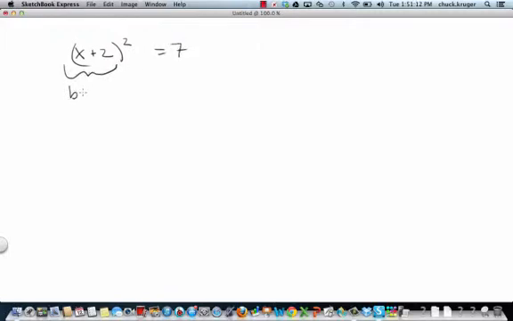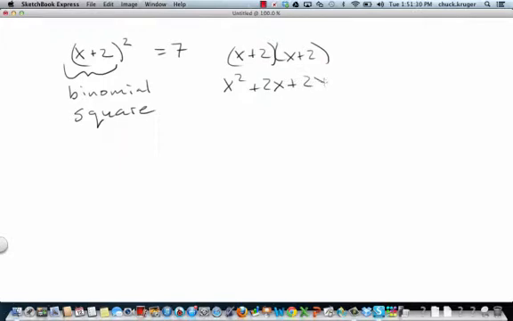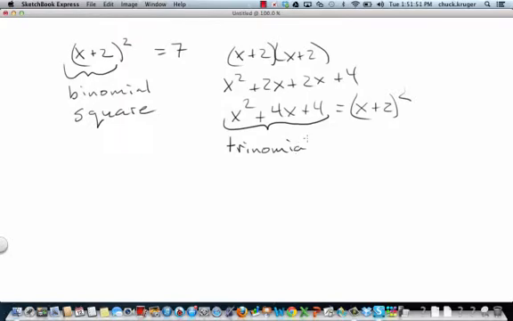This is my binomial square. And I can write that as a trinomial by taking (x + 2) times (x + 2). And I get x² + 2x + 2x + 4, or x² + 4x + 4. And that's what (x + 2), that quantity squared, is. This is called a binomial square. These three things are called a trinomial square. And this trinomial square is exactly the same as (x + 2), the quantity squared.